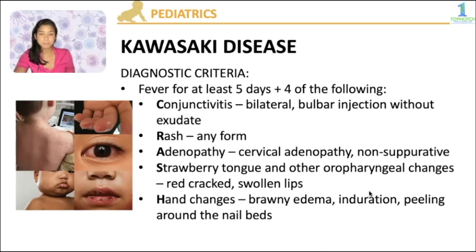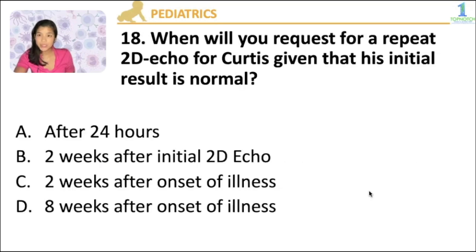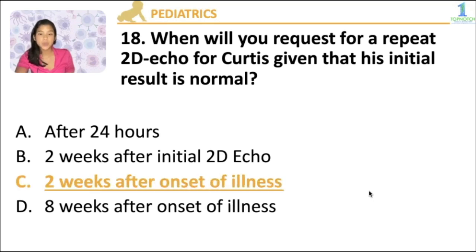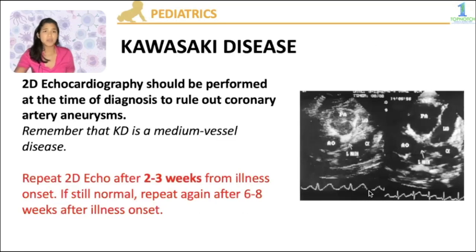Okay. Now, for this patient who has Kawasaki's disease, when will you request for a repeat 2D echo given that his initial result is normal? Will you do it after 24 hours, 2 weeks after the initial 2D echo, 2 weeks after onset of illness, or 8 weeks after onset of illness? According to Nelson's, we do it 2 weeks after onset of illness. So why do we need to do a 2D echo in the first place?